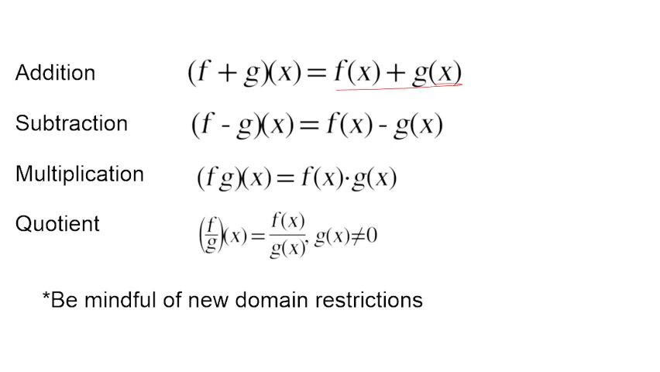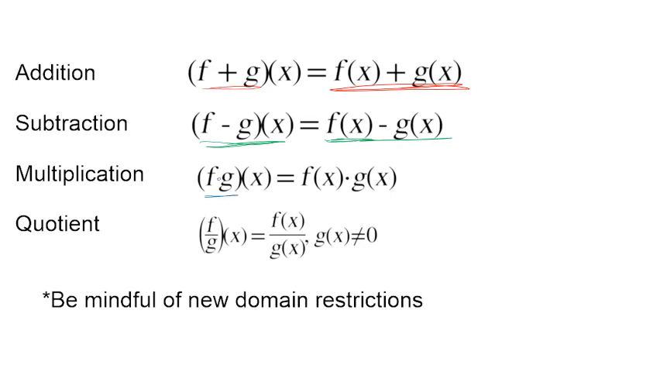You guys have seen something like this before. It was actually on your quiz where you have f of x plus g of x. This is just a new notation. So this would be f plus g of x is equal to f of x plus g of x. Okay, subtraction is similar. So f minus g of x is f of x minus g of x. I know it's earth-shattering.